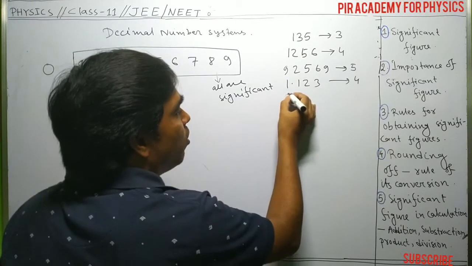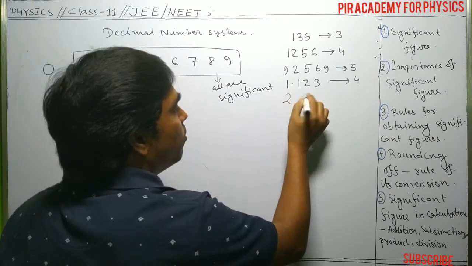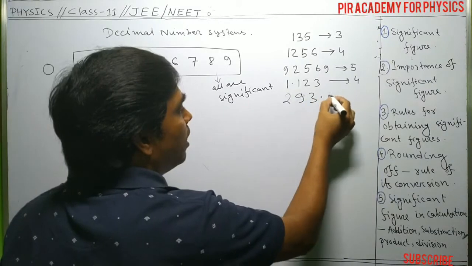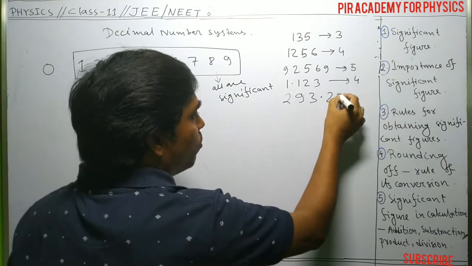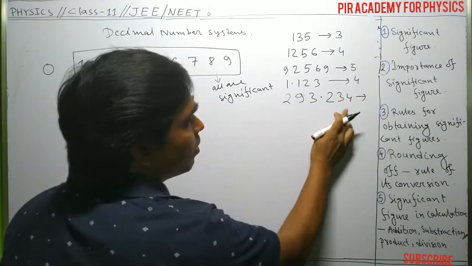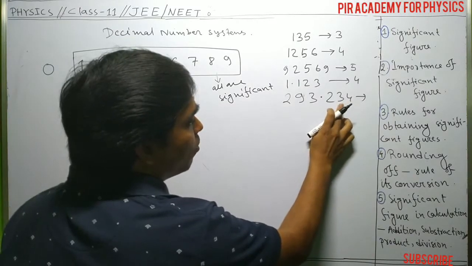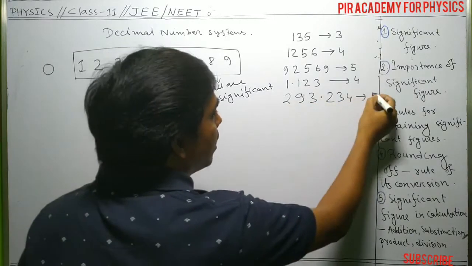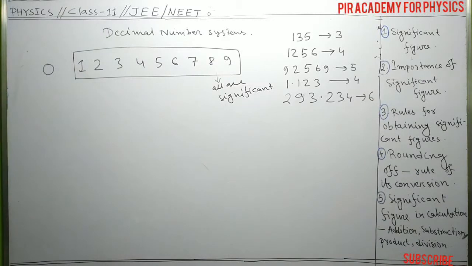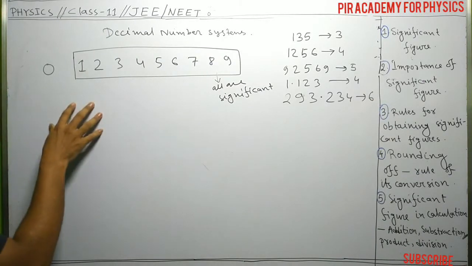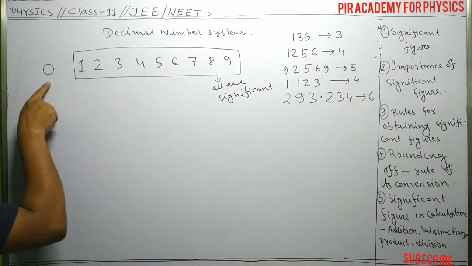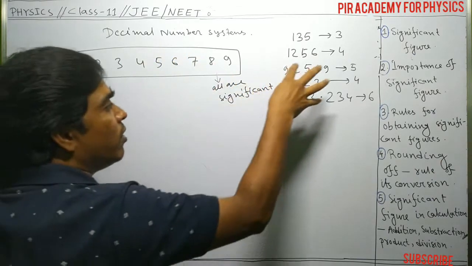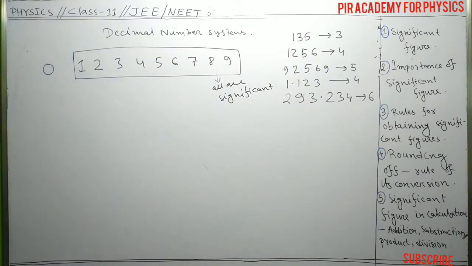For example, 293.234. What is the number of significant figures? It is 1, 2, 3, 4, 5, 6. Here it is 6. That means the digits 1 to 9, except 0, are always significant.